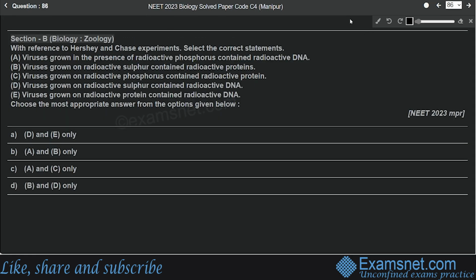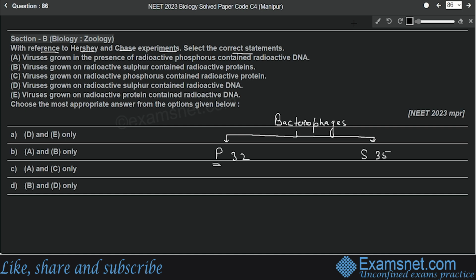Question number 86 is from the chapter Molecular Basis of Inheritance, and the question is, with reference to Hershey and Chase experiments, select the correct statement. Before we read the statements, we should know which organism was used in this experiment. We know that bacteriophages were used. Bacteriophages are the viruses that infect bacteria, right? Now two batches were grown. First batch was grown in the presence of radioactive phosphorus, that is phosphorus 32, and the other batch was grown in the presence of radioactive sulfur, that is sulfur 35.